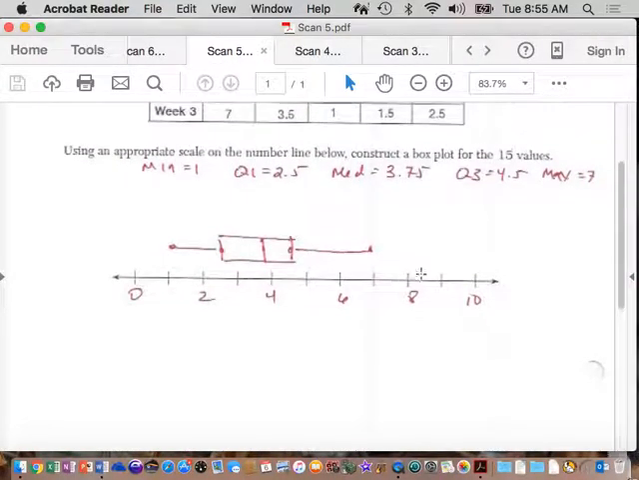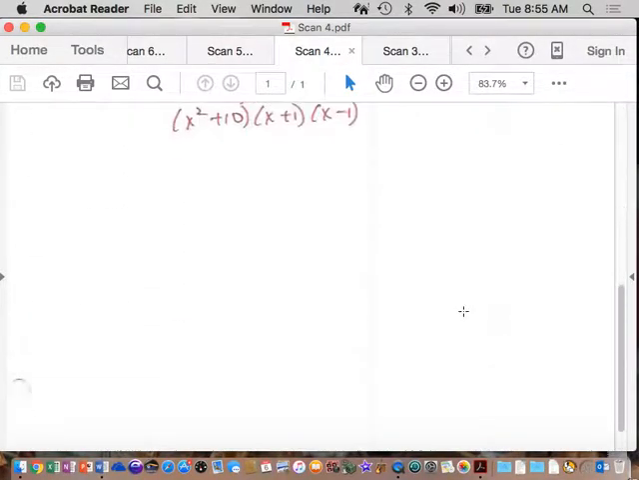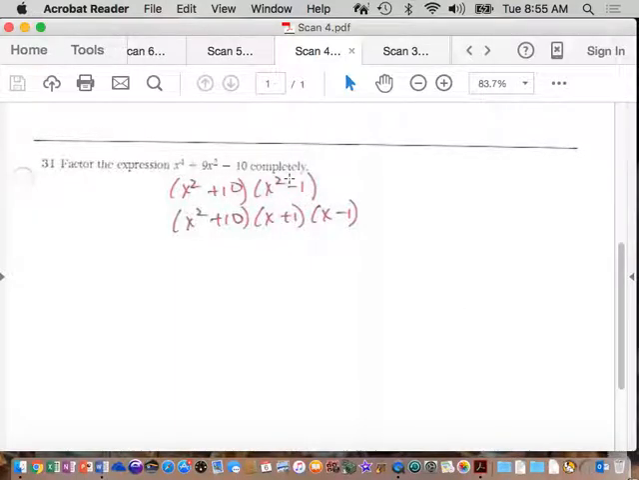And now we get to the last part of today. Wait, what about 31? Oh, it's another one at the bottom. Oh, that other one. All right, factor, keyword.